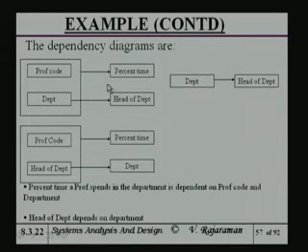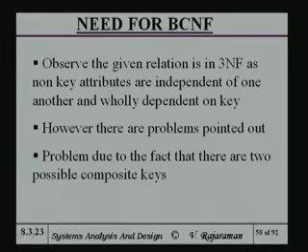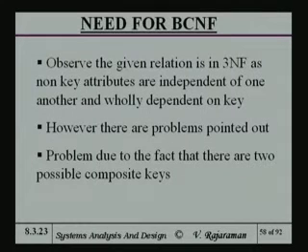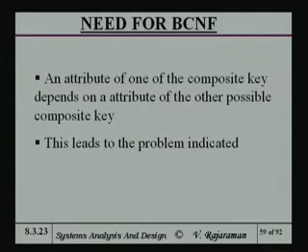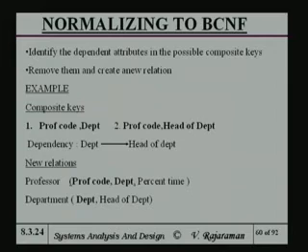Okay. Again we have seen that the given relation is in 3NF, as no non-key attributes are dependent on one another. However, there is a problem still. The problem is due to the fact that there are 2 possible composite keys. An attribute of one of these composite keys depends on the attribute of another possible composite key. This leaves the problem indicated. So normalization to BCNF is based on identifying the dependent attributes in the possible composite key, removing them and creating a new relation.